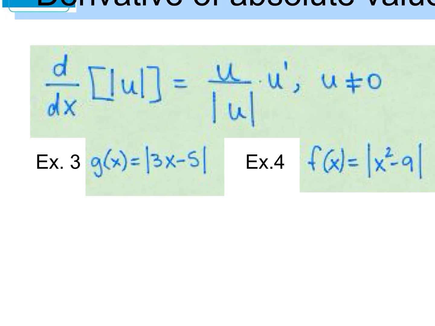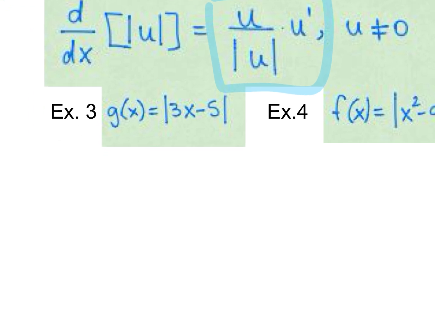All right, so on this page, we're going to talk about how to find the derivative of an absolute value. So this is our formula here. We take the inside of our absolute value, that becomes our numerator. The absolute value doesn't change, and that becomes our denominator. And then we multiply it by the derivative of the inside.